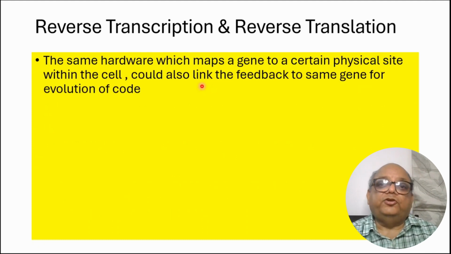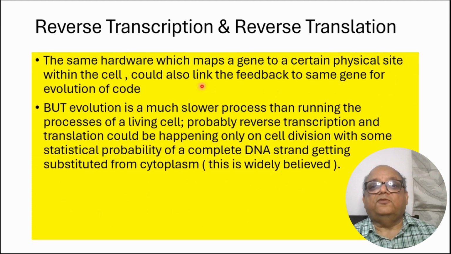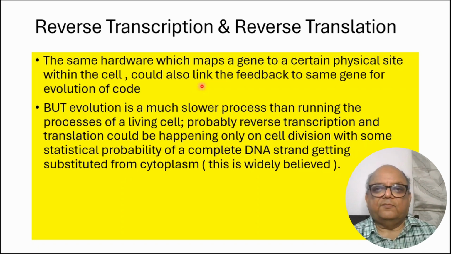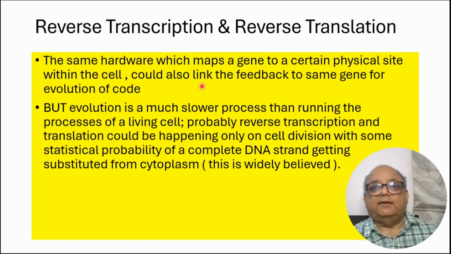Only thing is, yes, evolution is a much slower process than the running processes of a living cell. So probably, yes, reverse transcription and translation could only be happening on cell division, or with a very low statistical probability of a complete DNA strand getting substituted from the cytoplasm. That is widely believed, but it is far-fetched. So probably yes, but the instances of back translation may be statistically minuscule as compared to the forward process.